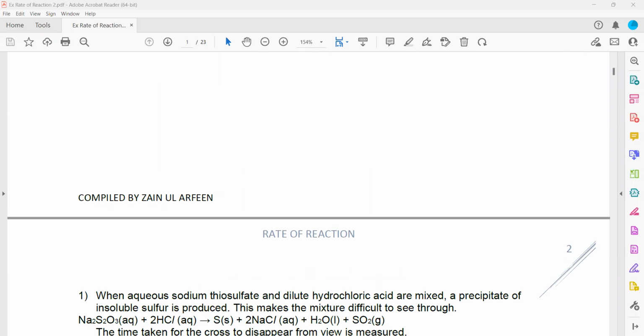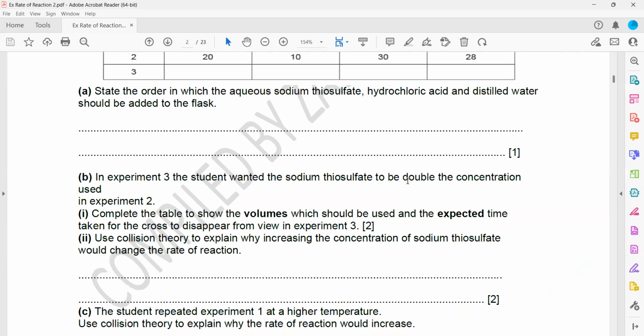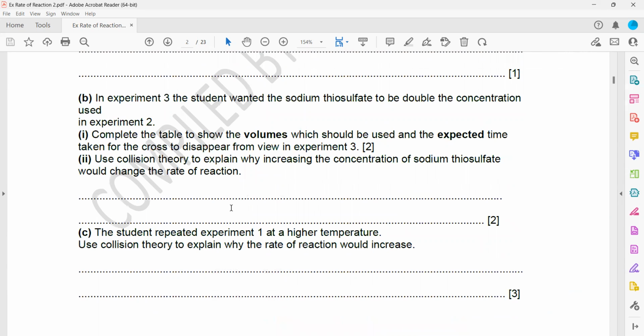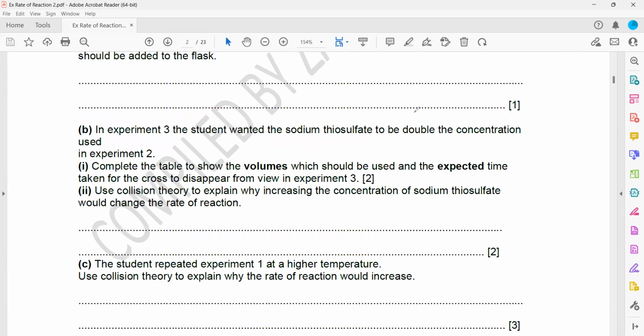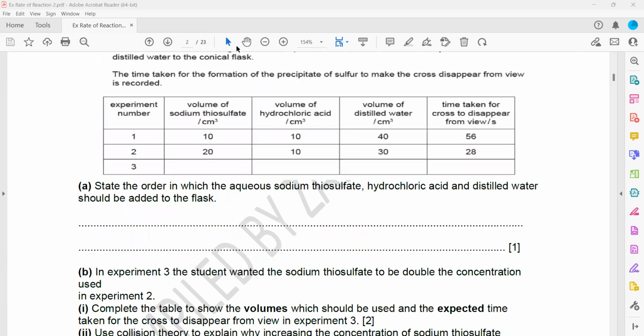So the first one, the doubts. The first one is from page 2, question 1 A, B, B1 and B2. In experiment 3, the student wanted the sodium thiosulfate to be a double concentration. If we want to increase the amount compared to experiment 2, so if we want to increase the amount of thiosulfate which was used, we want a double concentration.